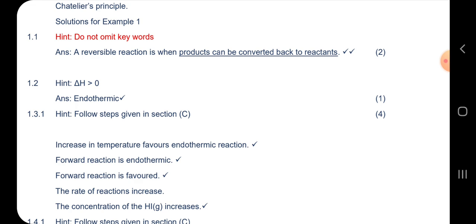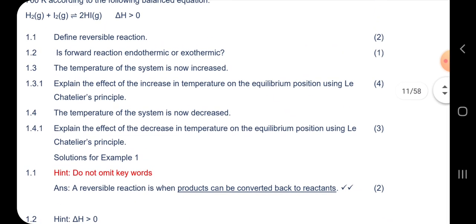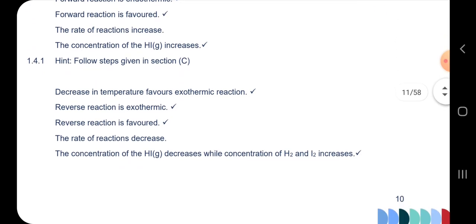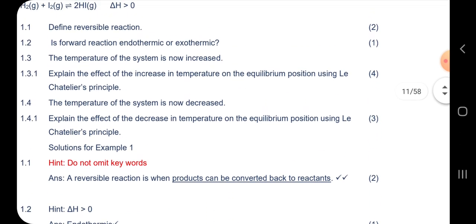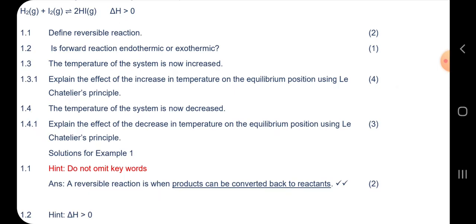Keywords, very important. Now, when we look at 1.4, it says the temperature of the system is now decreased. When we decrease the temperature, this is how we do it. Decrease in temperature favors exothermic reaction, and the reverse reaction is exothermic. The reverse reaction is favored, and the rate of reaction decreases. So the concentration of HI decreases while the concentration of H2 and I2 increases. This is how you will answer this question. Yeah, we are done with this one.